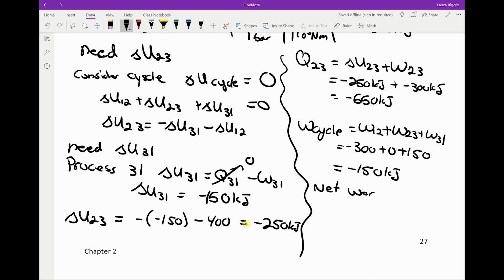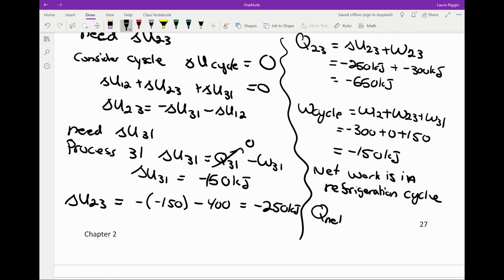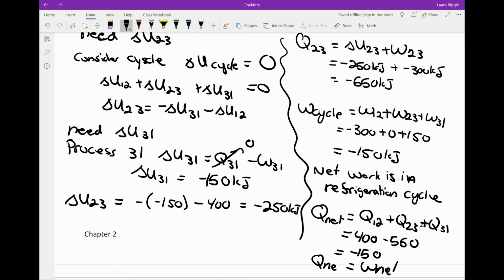So the net work is in. So it's a refrigeration cycle. And as a check, Q net is equal to Q1 to 2 plus Q2 to 3 plus Q3 to 1, which is equal to 400 minus 550, which is equal to minus 150. So Q net is equal to W net. So we've satisfied our cycle.